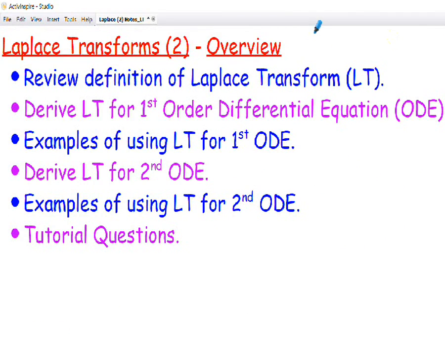Looking at an overview of the presentation, we're just going to start by reviewing the definition of the Laplace transform. We're going to derive a Laplace transform for the first order differential equation. We're going to look at some examples of using the first order differential equation Laplace transform. We're going to derive the Laplace transform for the second order differential equation, and then we're going to look at some examples of using the second order differential equations, and I'll leave you with some tutorial questions.